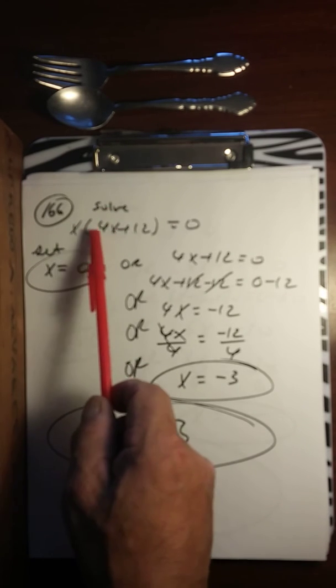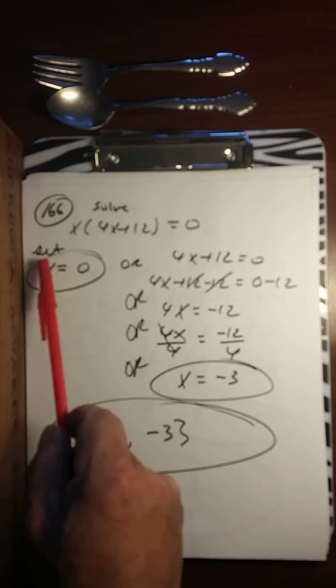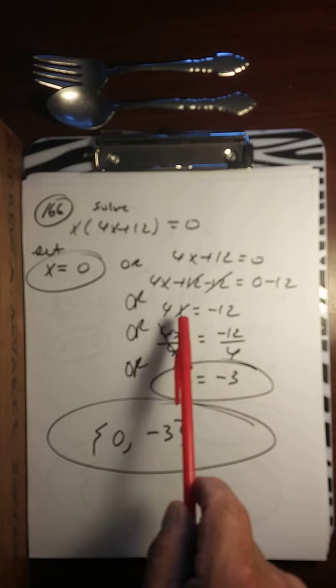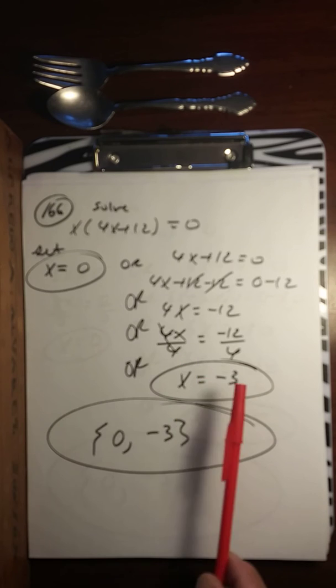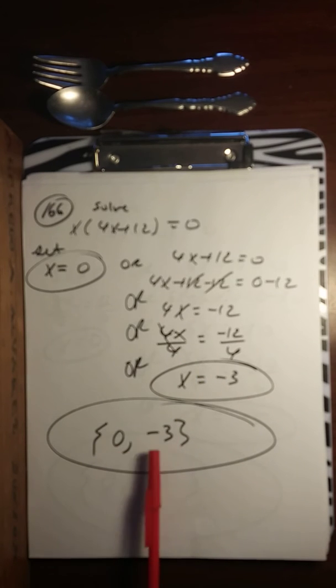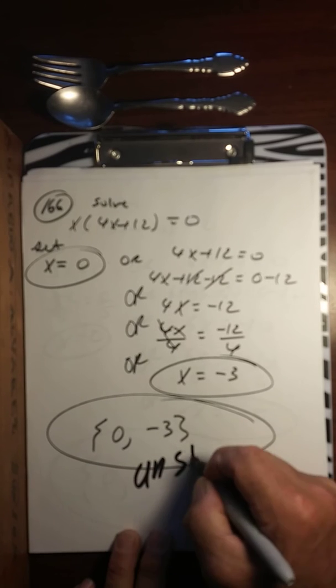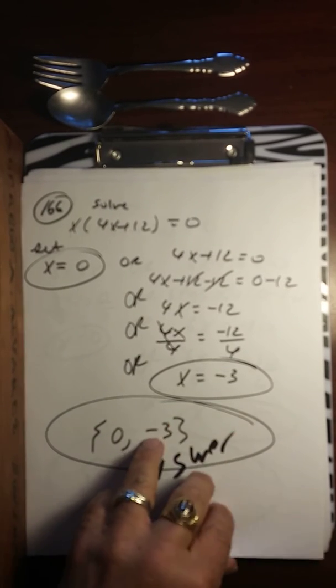Solve it. X times 4x plus 12 equals 0. So it means the first one equals 0 or the second one equals 0. That one's 0. It's done. This one we need to do minus 12 on both sides. Divide by 4, divide by 4. So x is negative 3. So we have 0 and we have negative 3. The answer is what? 0 and negative 3. This is our answer right here. Both answers, 0 and negative 3.